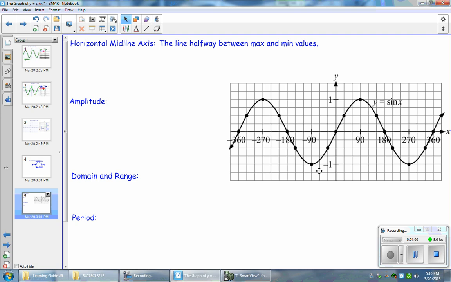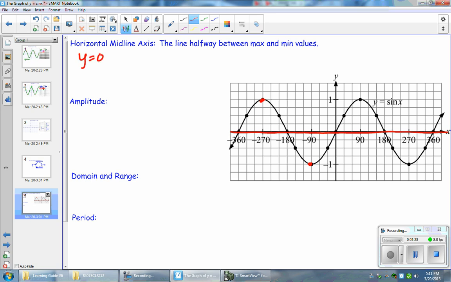So if we're taking a look at the graph of y is equal to sine x, my max value is right at positive 1, and our min value is at negative 1. So the midline axis is going to be that line that goes right in between those two values. And the line that goes right in between those two y values is located right along your x-axis. So the midline for this specific graph is going to be y is equal to 0.